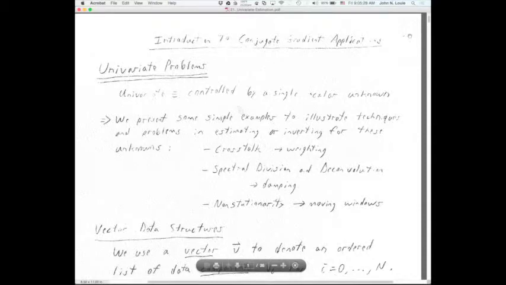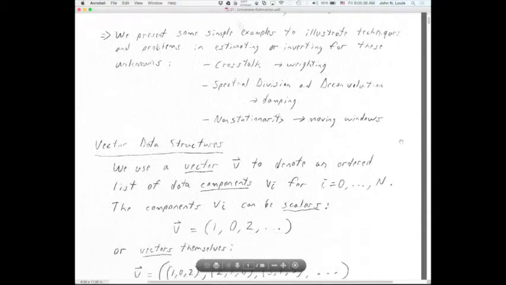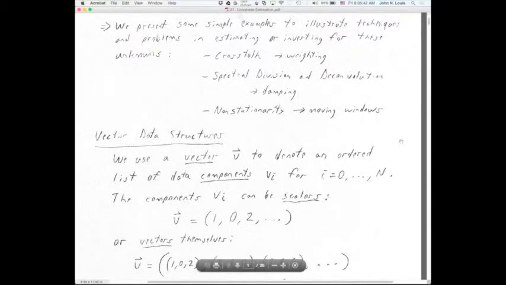So this so-called crosstalk problem, which is really just mixing images, Claerbout solves with a technique called weighting. Spectral division and deconvolution is a big problem in seismology, and has a technique called damping to handle it. And then there's the problem of non-stationarity. In other words, the statistical properties, the deterministic properties of the image or time series not staying the same as time or space change. And that's solved with the concept of moving windows.